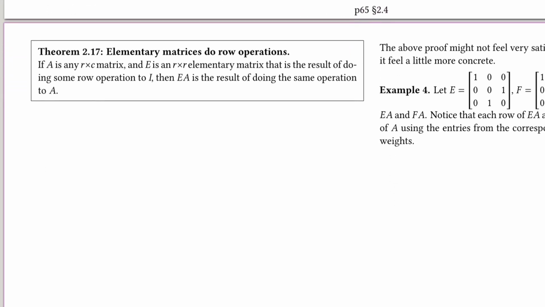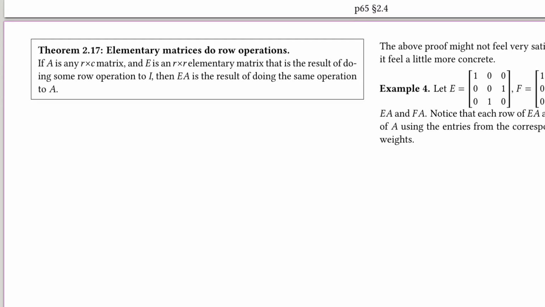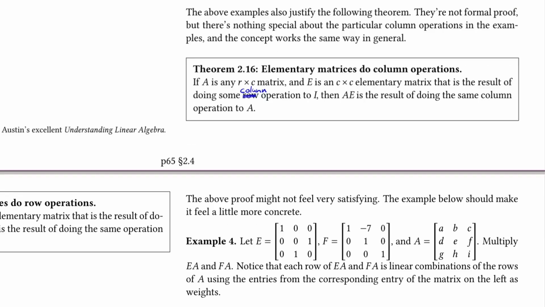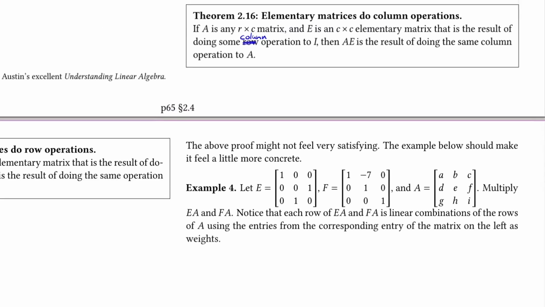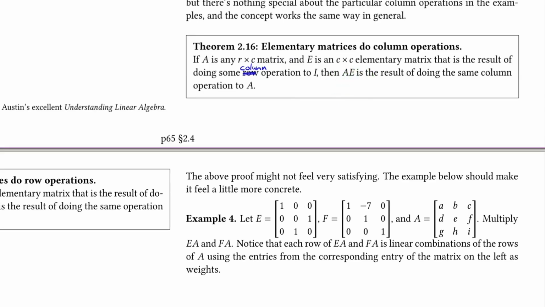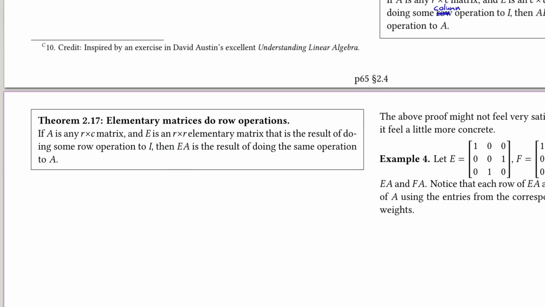So sorry about that. Anyways, let's look at theorem 2.17 that's similar to 2.16. This one says elementary matrices do row operations. And same idea, but this time E is an elementary matrix that's the result of doing some row operation to the identity. Then EA, multiplied the other way around with the elementary matrix on the left now, is the result of doing the same row operation to A.